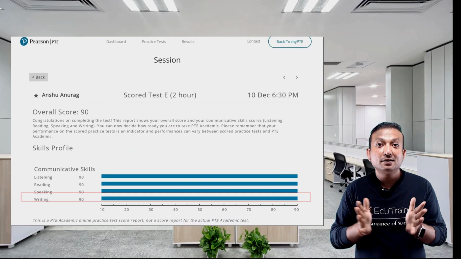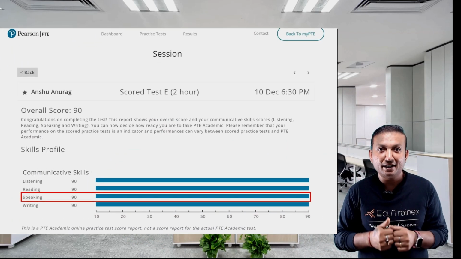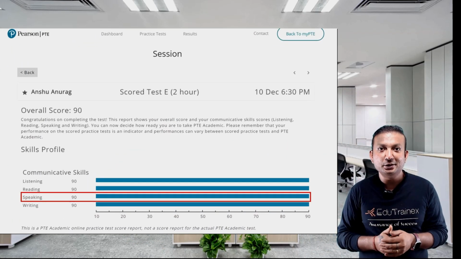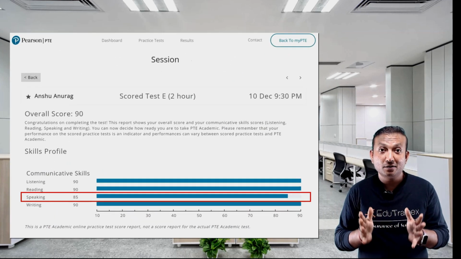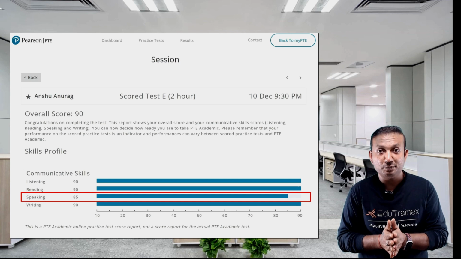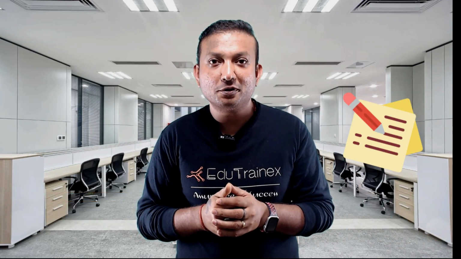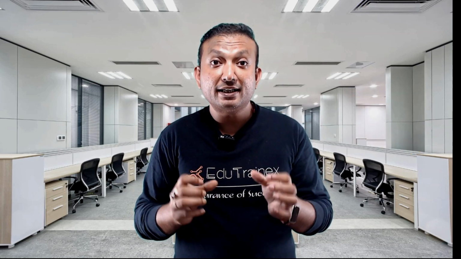Of course, the third template got me a 90 score in speaking, as you can see on the screen. The second one got me 87 and the first one got me the lowest, 85, in speaking. Please note that I gave good responses for the other speaking questions, as I only wanted to test or experiment on the retell lecture task.